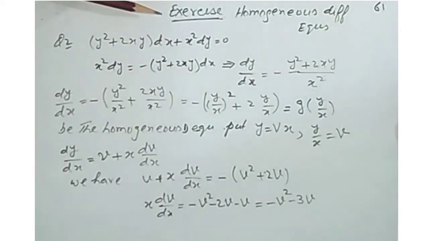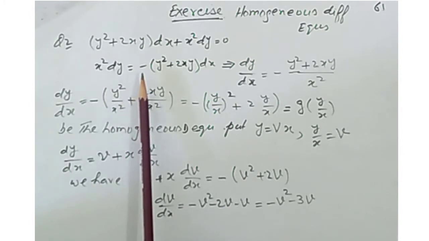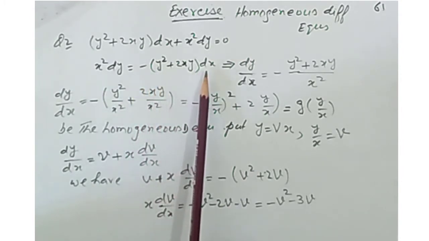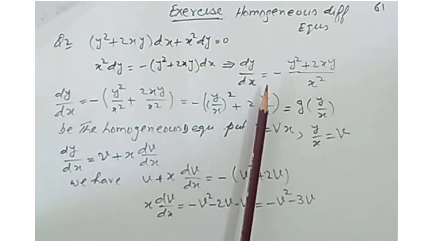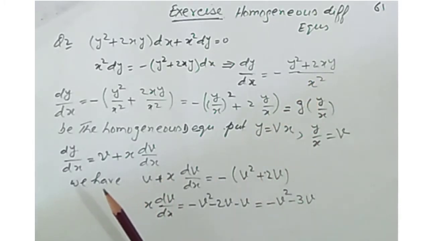Bismillahirrahmanirrahim. We are starting the exercise of homogeneous differential equations. Now the question: (y square plus 2xy) dx plus x square dy equal to 0. So we can write this as x square dy equal to minus (y square plus 2xy) dx, and dy by dx equal to minus (y square plus 2xy) divided by x square.